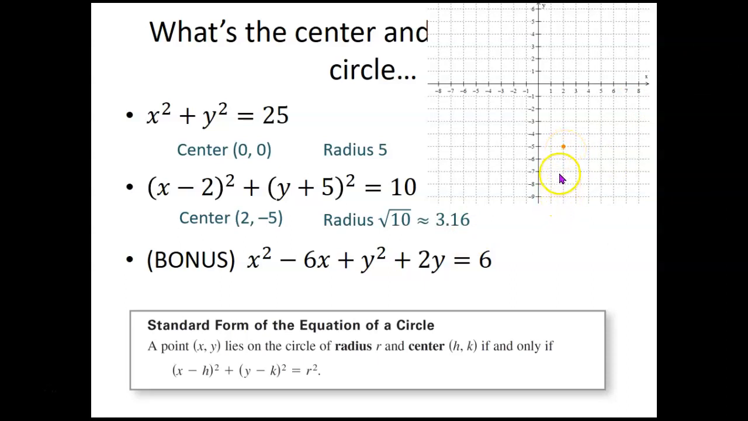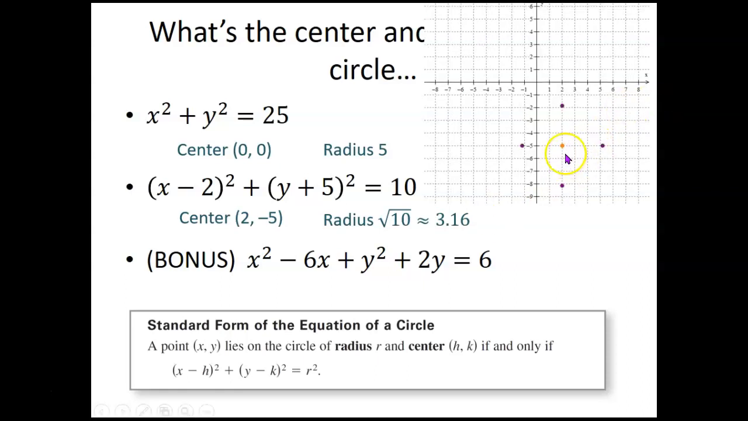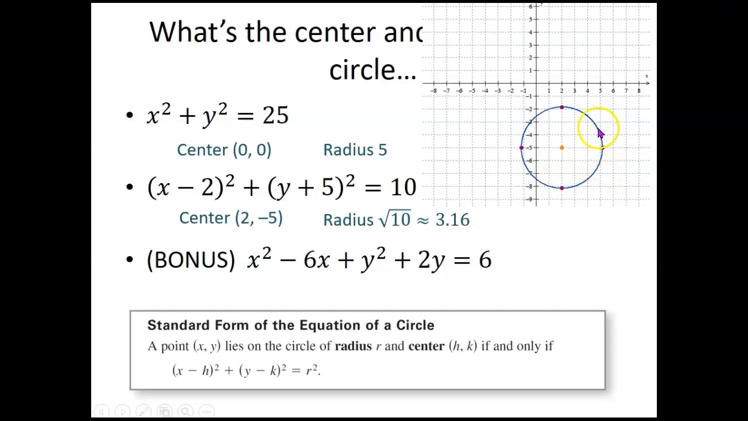The points on the circle are about 3.16, a little more than 3 units away from that in all different directions. So there's a point a little more than 3 units up, a point a little more than 3 units down, a point a little more than 3 units to the right, a point a little more than 3 units to the left, and then all the other directions in between, all the way around, we can trace in the circle, and there it is. That's the graph of that equation.